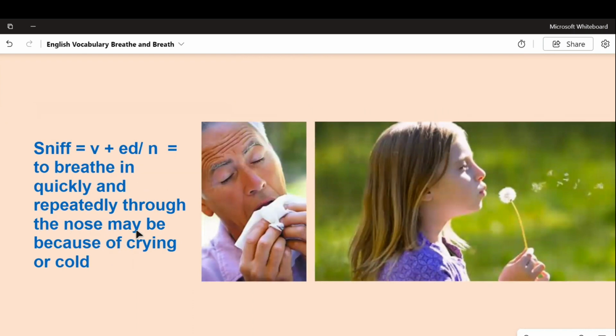Still, we have other words like sniff, a verb or a noun, and an adjective, sniffy, add y final. As a verb, it ends in a voiceless double F, so add ed, sniffed. It means to breathe quickly and repeatedly through the nose, maybe because of crying or because of a cold. The man here is sniffing because he has a cold. The girl is sniffing the flower.